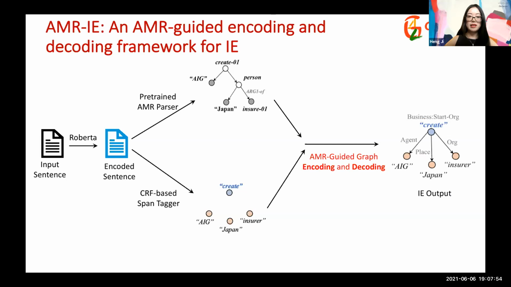So putting these two things together, we'll usually encode the sentence using a semantic parser, and then take this graph together with the original sequence to encode each node and each edge, and then we'll decode an information graph from the AMR graph.